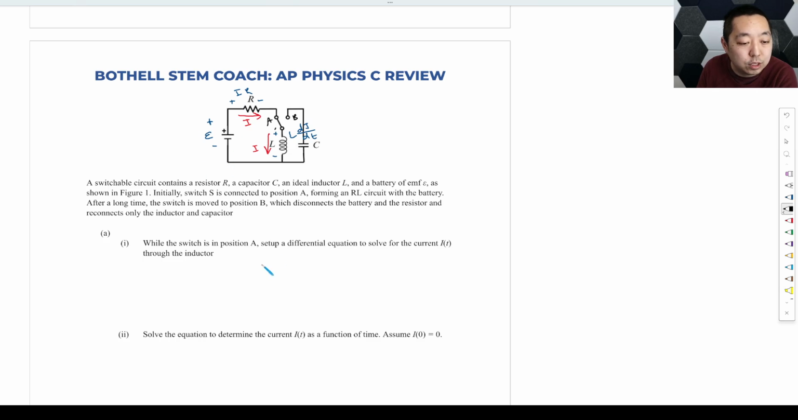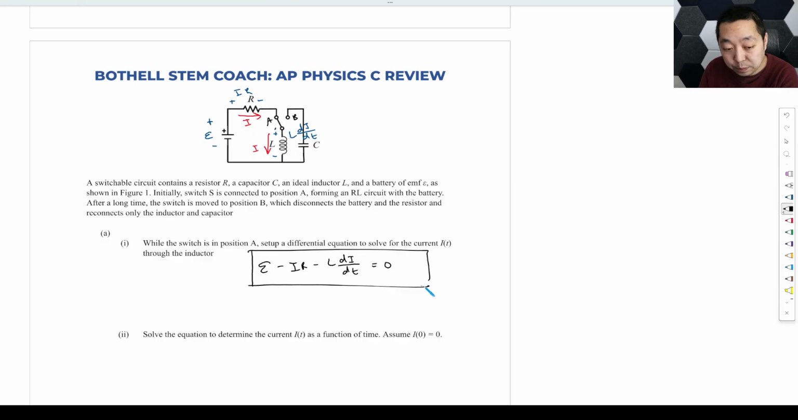We make our loop rule. It's going to be epsilon. We go up epsilon, we're going to drop an IR, and then we're going to drop an L di/dt, and that's going to sum to 0. So this is a differential equation that has just I in it. The L is a constant, R is a constant, epsilon is constant. Those are known constants that they give you.